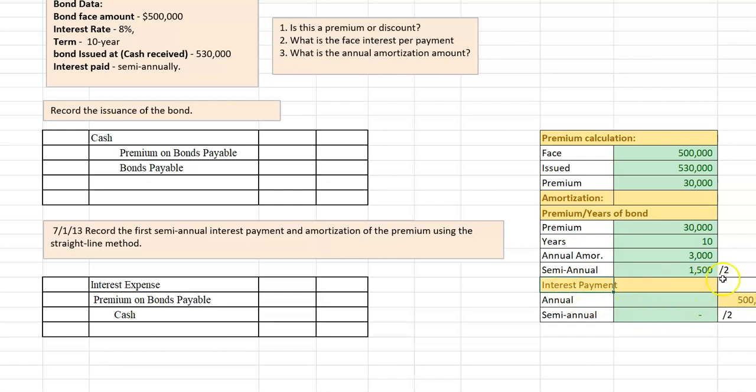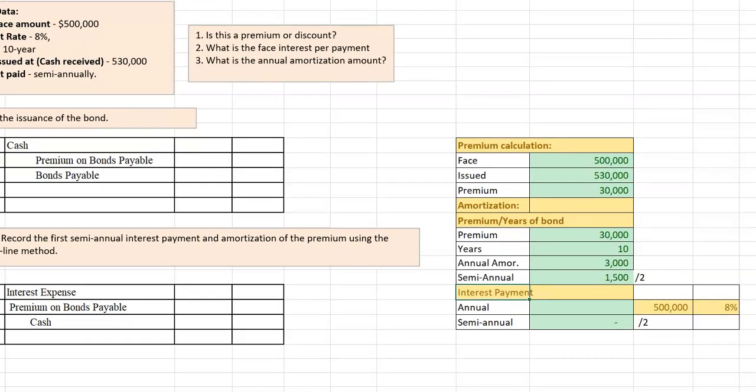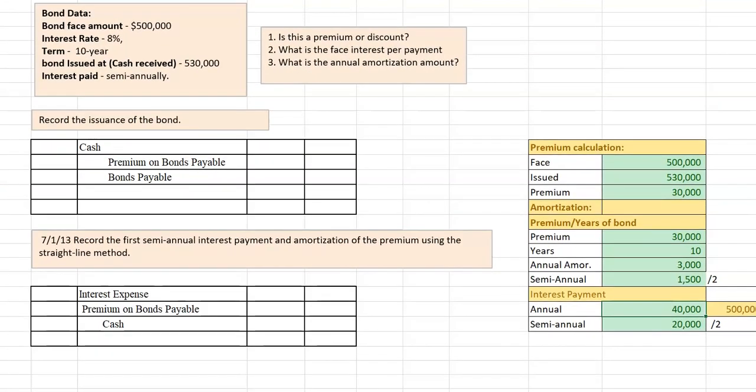Now we've got to figure out the interest payment. That's going to be 500,000 times 8% for a full year, and that comes to $40,000. Again, we're doing it semi-annually, so I have to divide that in half too. So now I've got 20,000 and 1,500. Now I can begin to plug these numbers.